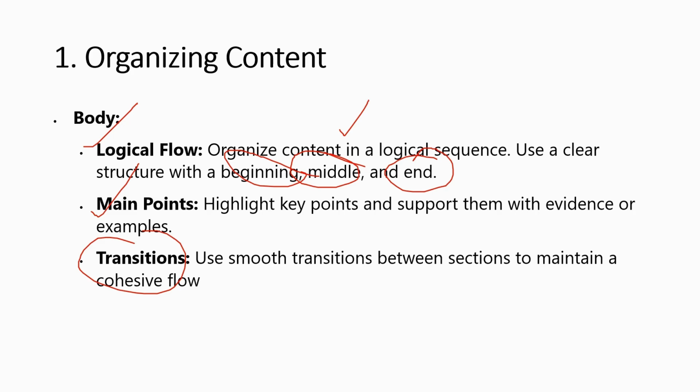Next one, the main point is to highlight key points and support them with evidence or examples. Use smooth transitions between sections to maintain cohesive flow. Your agenda consists of different points. So when you are moving from one point to another, there should be a logical transition. It should not give the impression that you're jumping from one thing to another without any relation.